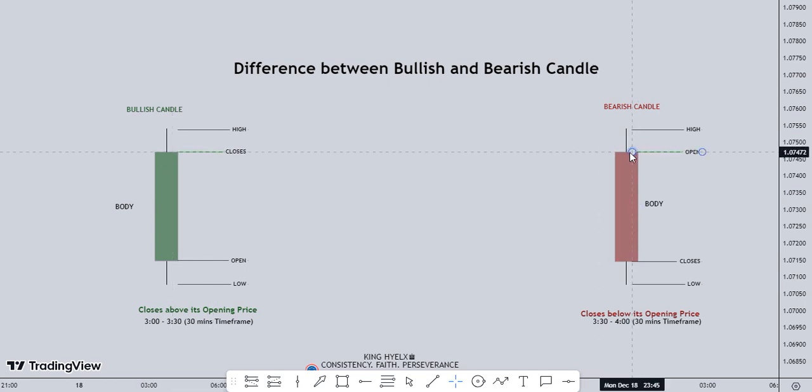Then this one, by 3:30 it opened, traded to a particular point at which it never returned to form the high of the candle, traded below again to form the low of the candle, and then finally closed below the opening price to form a bearish candle. And this was from 3:30 to 4 o'clock. So that is essentially how candlesticks work.